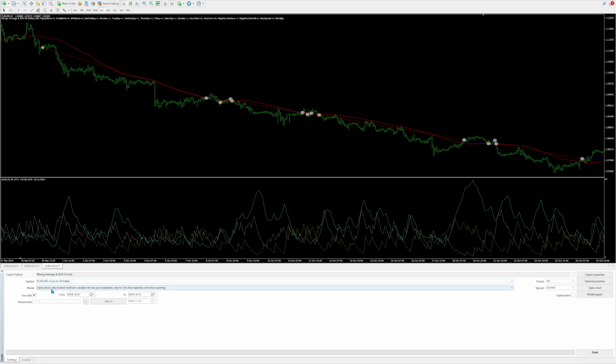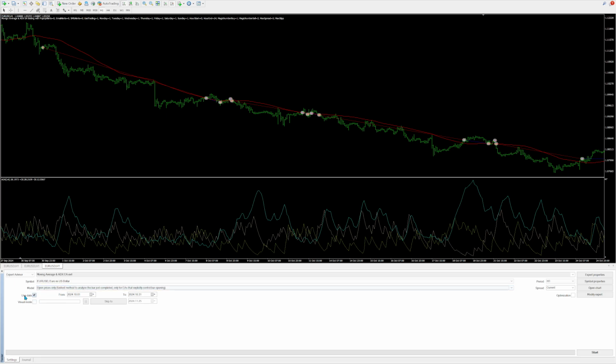Okay, the testing model you can choose from. The EA is coded based on open prices for the indicator analysis. Okay, so we can run initial tests with open prices only. It's just a lot faster. However, when it comes to fine-tuning settings, you're going to want to switch to every tick. Okay, the reason being is because every tick testing will use intra-bar prices, and this can have a significant impact on results, especially when it comes to stop loss, take profit, trailing stop, break even, etc.